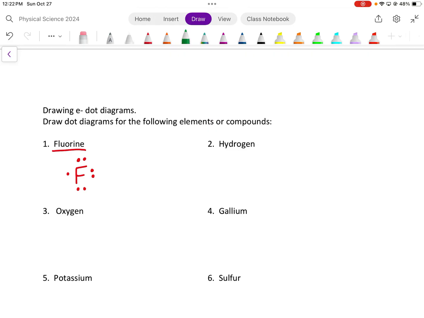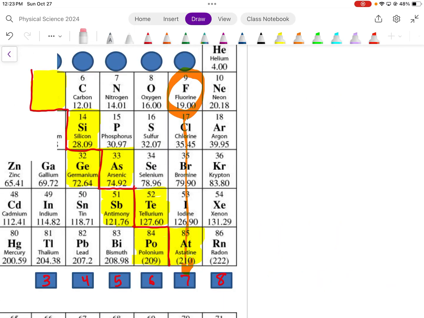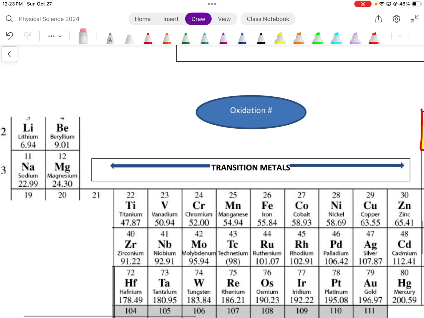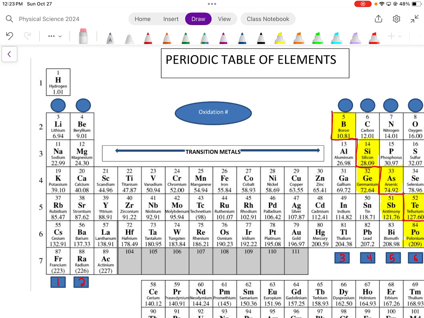Hydrogen. So I'll look at number 2. And I'll go to my periodic table again. And I'll find hydrogen. There's hydrogen. So I'll zoom out a little bit. Again, hydrogen's in the first group.